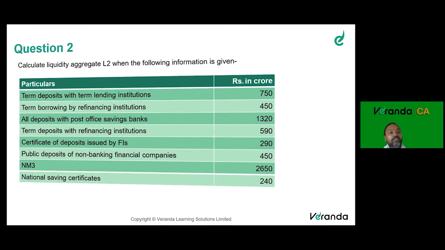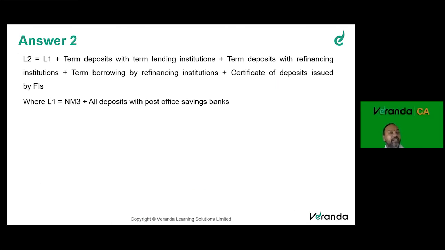So this is the first one, which we have clearly defined. L2 equals L1 plus term deposits with term lending institutions plus term deposits with refinancing institutions plus term borrowing by refinancing institutions plus certificates of deposit issued by FIs, financial institutions. So this is the one which we have already computed, 3970 crores. With that, L2 is 3970 plus 750 plus 590 plus 490 plus 290.